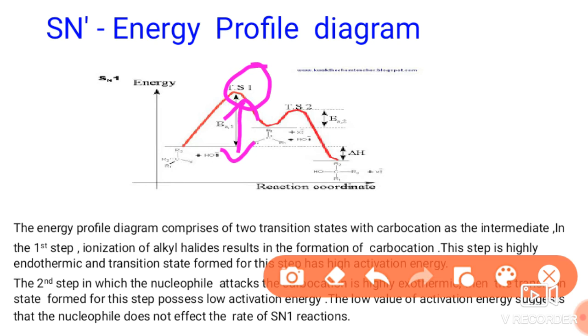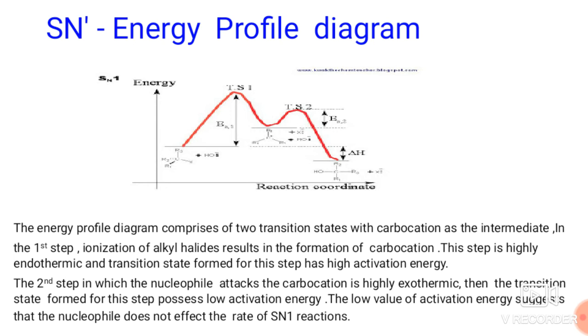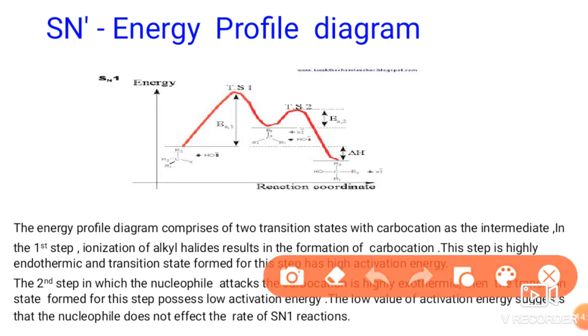In the second step, the nucleophile attacks the carbocation, so it is a highly exothermic reaction. Here another transition state, TS2, is formed. This step has a low activation energy. The low activation energy suggests that the nucleophile does not affect the rate of the SN1 reaction; it only affects the alkyl halide.